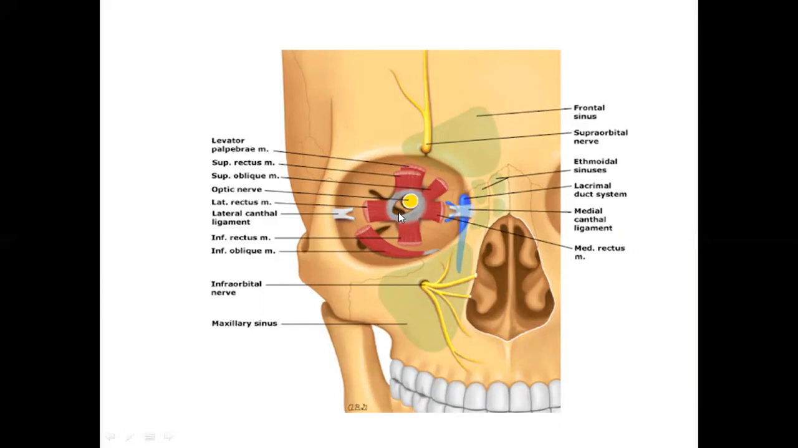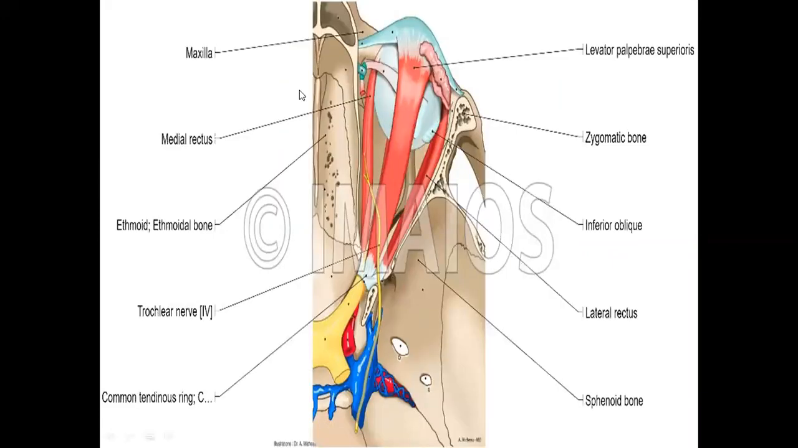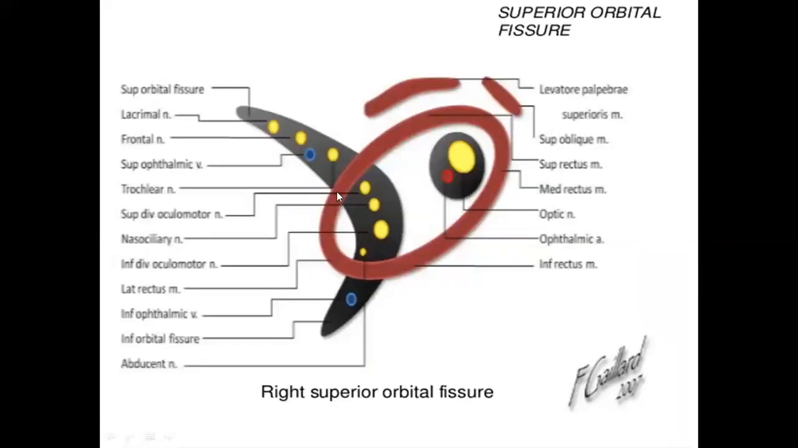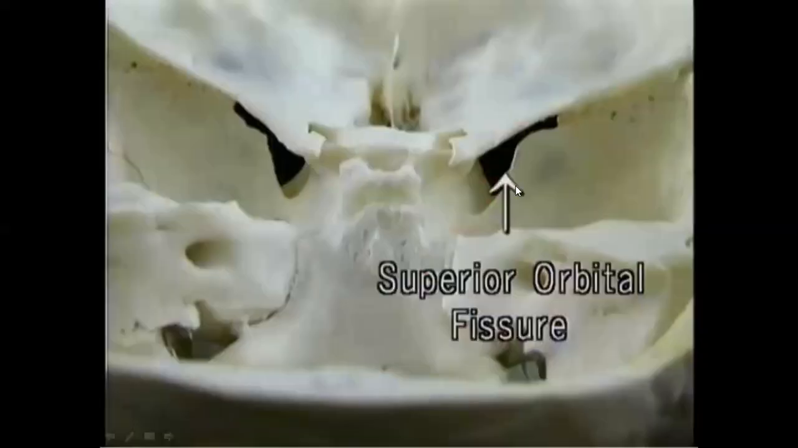Because of the attachment of this common tendinous ring, which gives origin to the extraocular muscles, the superior orbital fissure, that is the comma-shaped gap, is divided into three compartments. The medial-most is the medial compartment, within this common tendinous ring is the intermediate compartment, and this one is the lateral compartment. See here, this is the medial compartment, this is the intermediate compartment, and this one is the lateral compartment.